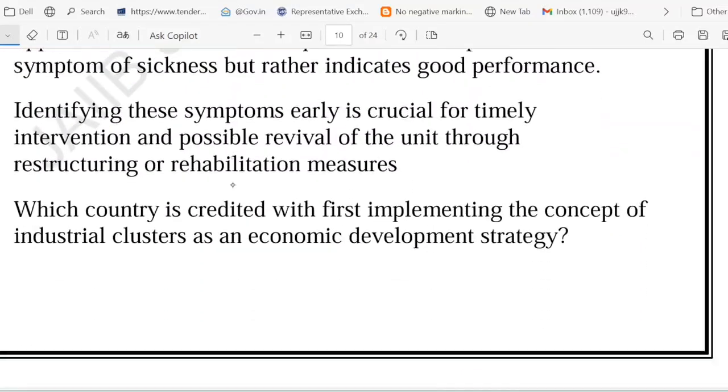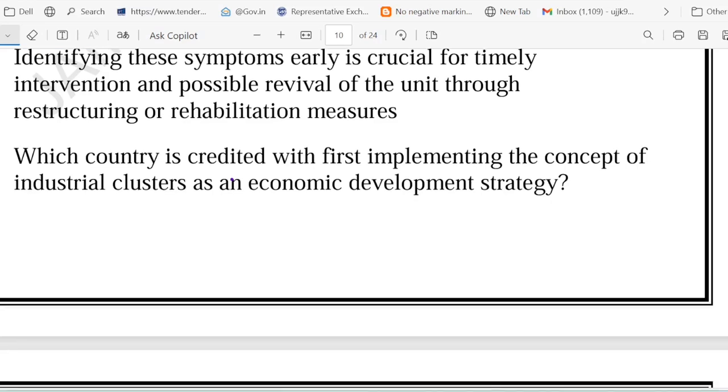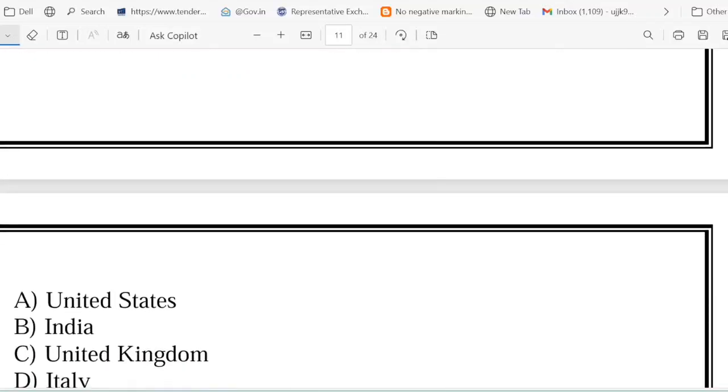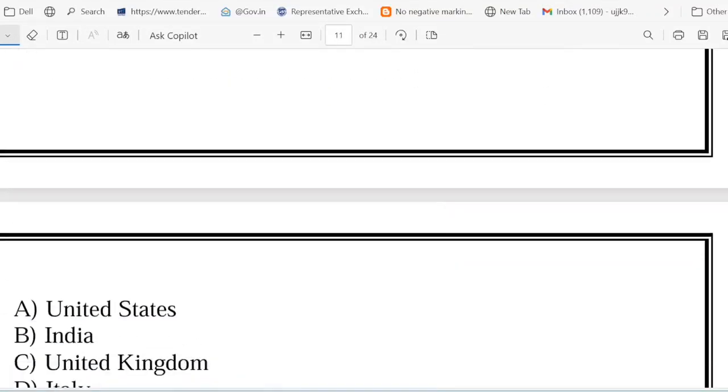Now friends, let's look at this particular question. Very good question. It asks which country is credited with first implementing the concept of industrial cluster as an economic development strategy. Options are United States, India, United Kingdom, and Italy. Which country started the concept of industrial cluster?